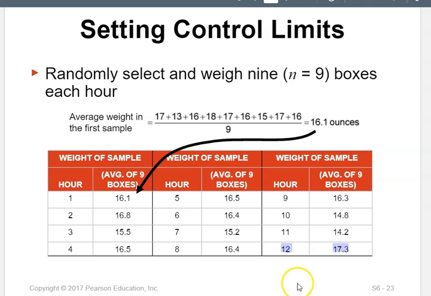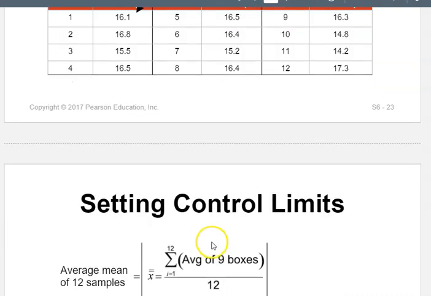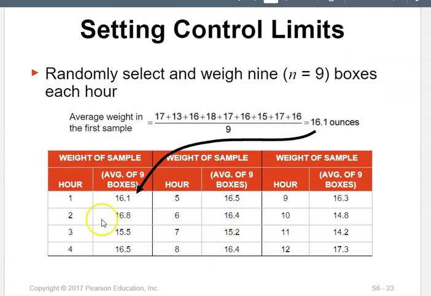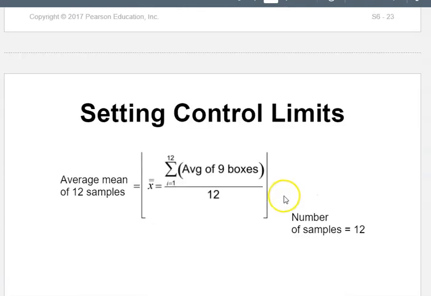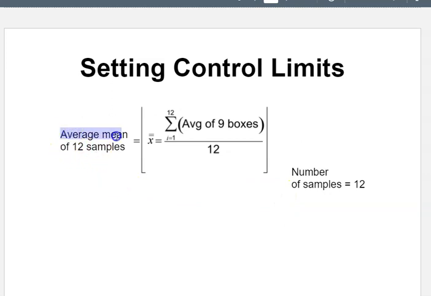Right? What's the sample size here? Okay, so now each of these numbers is the average of that hour, right? So if I get the average of all these averages, what would that be? Xbar bar, right? So Xbar bar, or the average mean of the 12 samples, is the sum of the averages divided by 12.